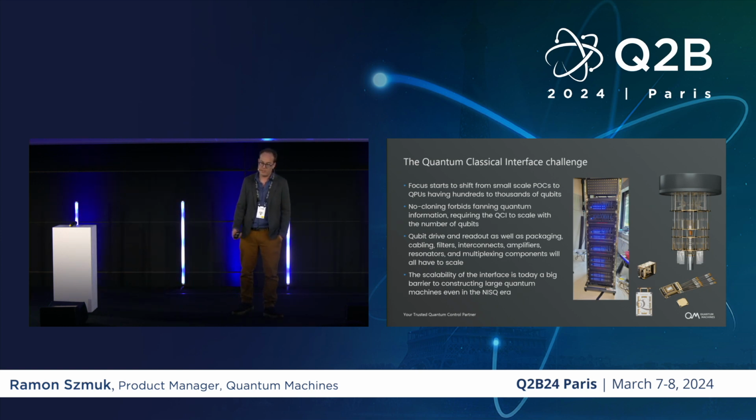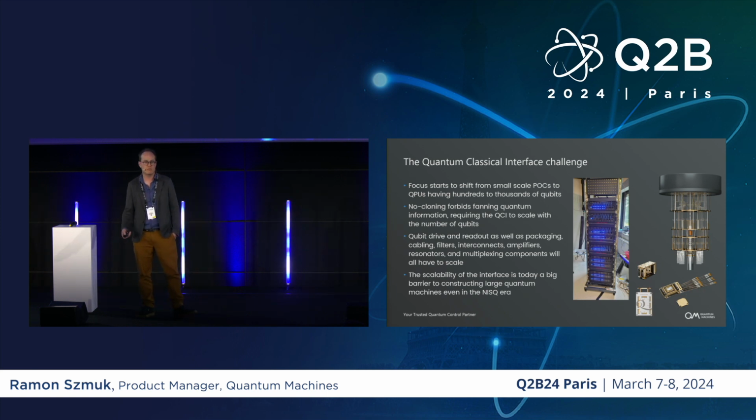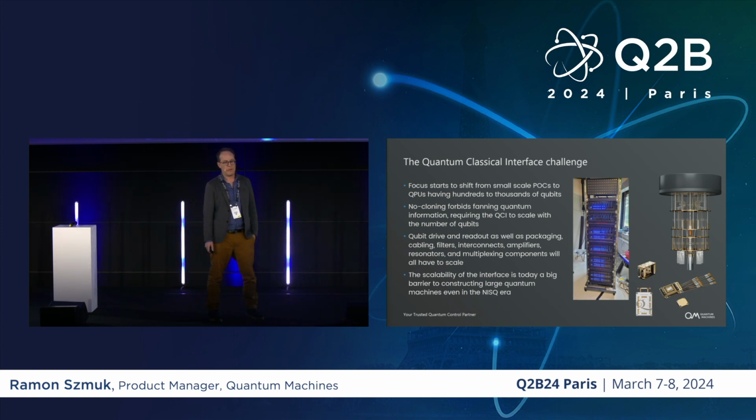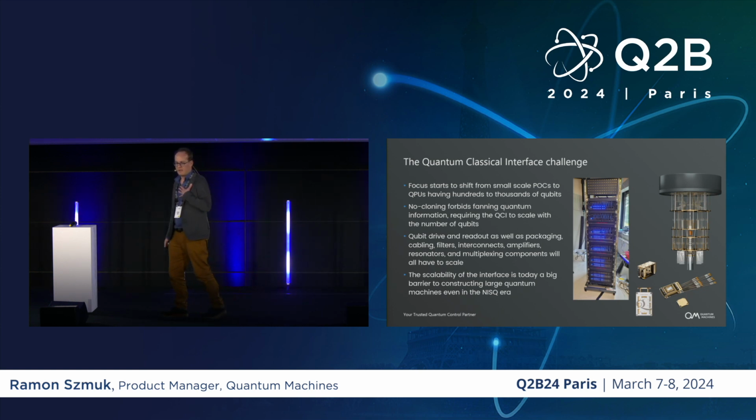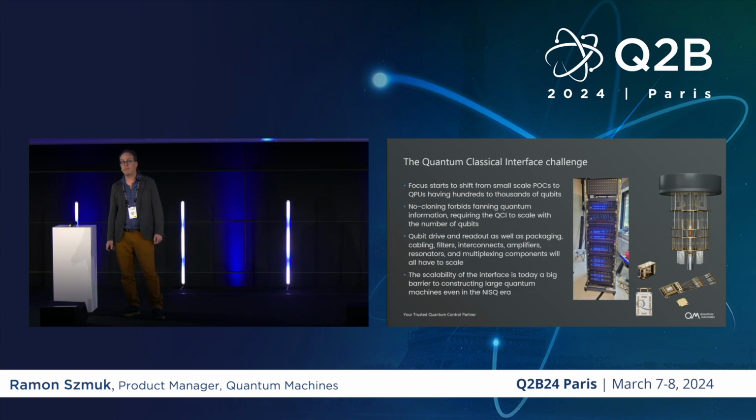When everybody was doing and still is doing 10 qubits, it's fine. You take off-the-shelf equipment, a few of them, and you have 50 channels to drive 10 qubits or so, or 20. Now we're starting to see people move away from small-scale POCs like that into QPUs, which are at least a few dozen qubits. Quantware already has one at 64 qubits. Others are going above 100. And so this quantum classical interface challenge, I didn't give the name, is a big problem. So this is for solid-state qubits.